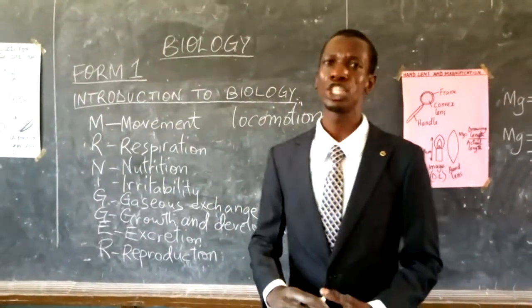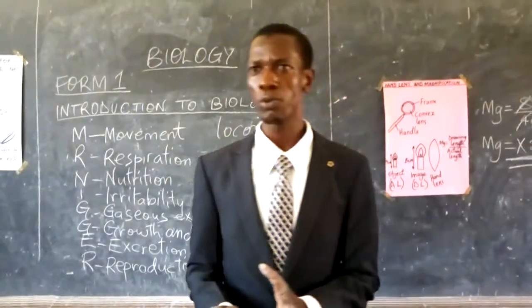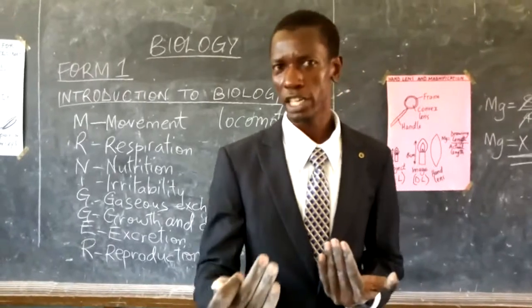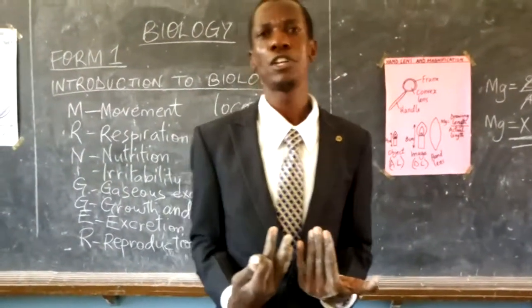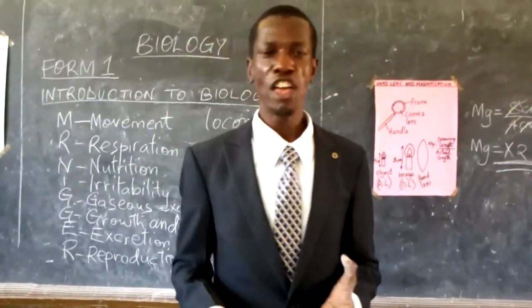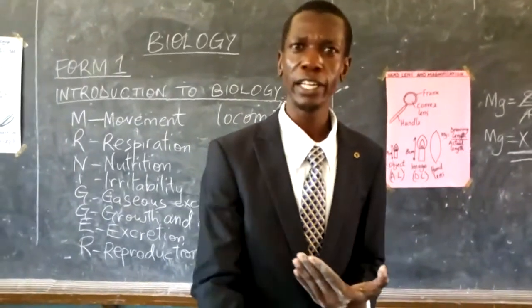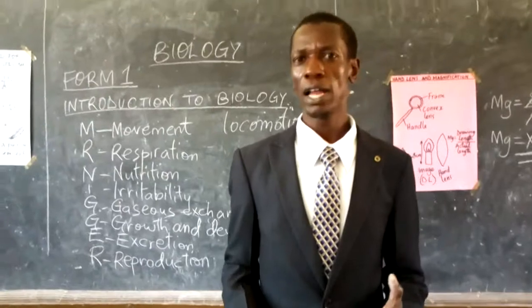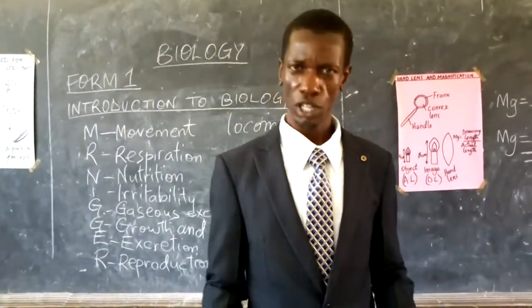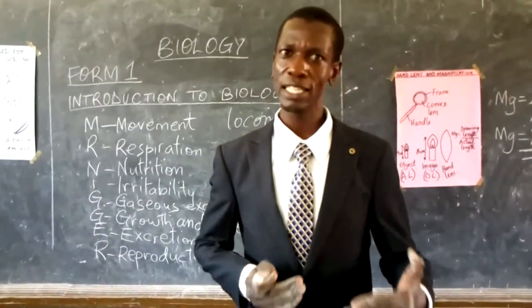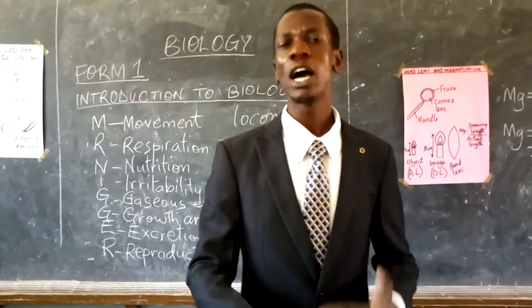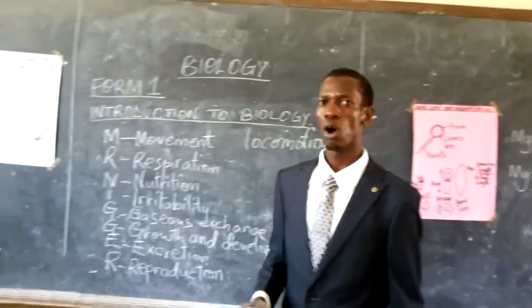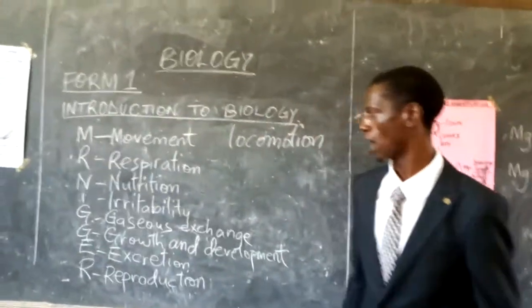Another one is referred to as gaseous exchange. Gaseous exchange is the process whereby living organisms allow passage of respiratory gases across the respiratory surfaces. For example, in the body of a human being, lungs are the respiratory surfaces. These lungs allow oxygen into the blood or into the other tissues, while carbon dioxide gas gets out. The process through which these gases move in and out of the respiratory surfaces is referred to as gaseous exchange. Therefore, gaseous exchange is the passage of respiratory gases across the respiratory surfaces.